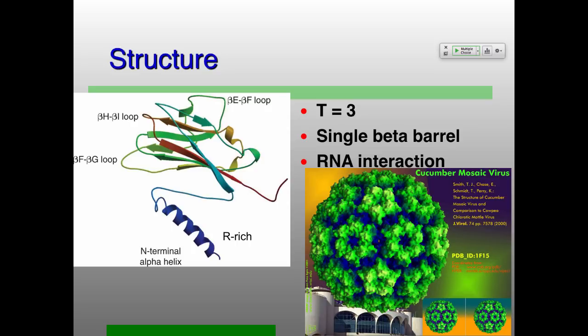So this is the virion. Now how does that virion get into the really tough plant cells?